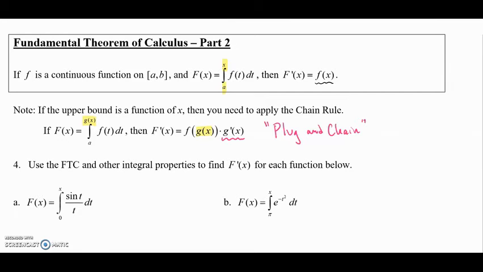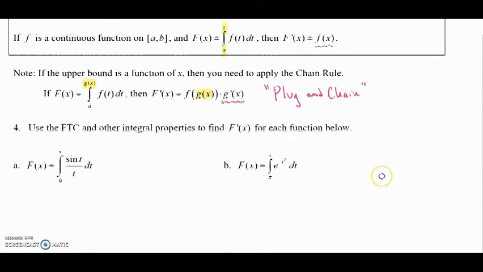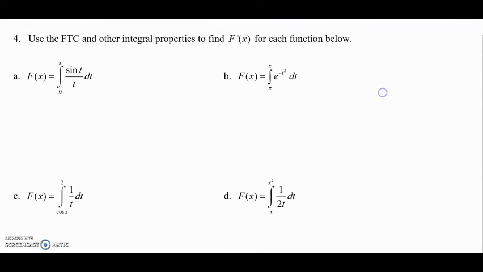Okay, so again, I know there's a lot of notation, so how do we find out whether we understand this or not? Let's do some examples. It says use the FTC, the fundamental theorem, and other integral properties to find f prime of x for each function below. According to our pattern, what you want to assess right at the beginning is, first off, is the bottom number just a number, which in this case it is, just 0. And the top expression is just x. So this problem is super direct.